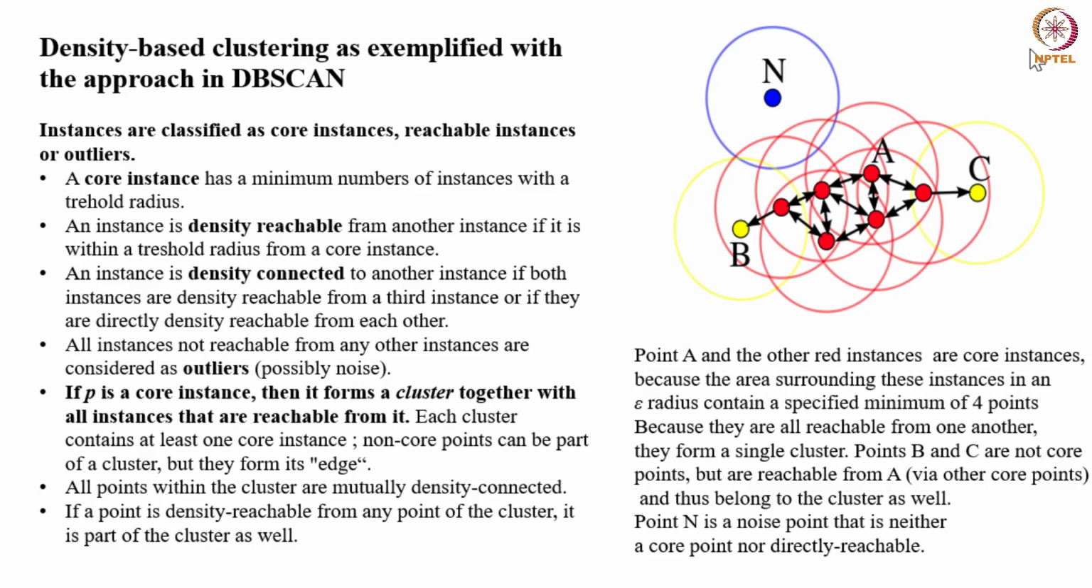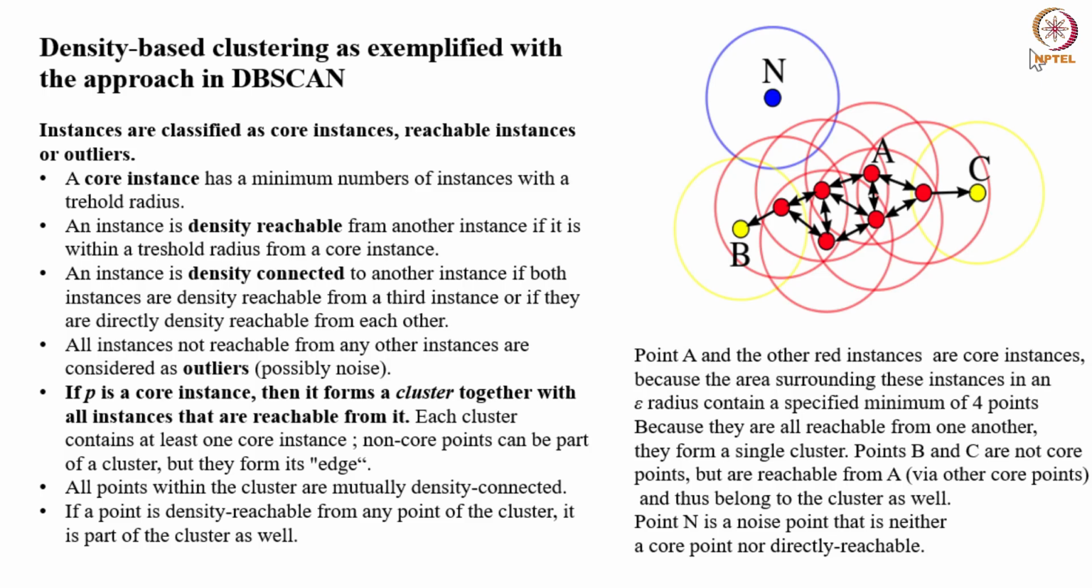A core instance has a minimum number of instances within a threshold radius. An instance is density reachable from another instance if it's within a threshold radius from the core instance. An instance is density connected to another instance if both instances are density reachable from a third instance, or if they are directly density reachable from each other. All instances not reachable from any other instance are considered outliers, possibly noise.